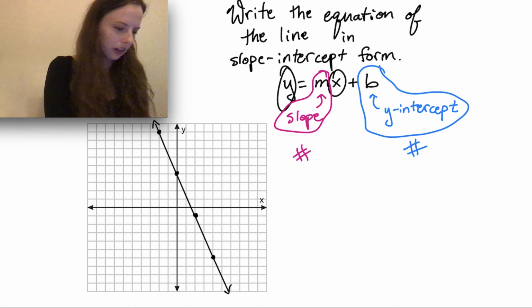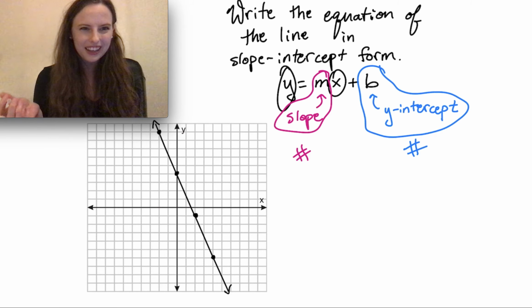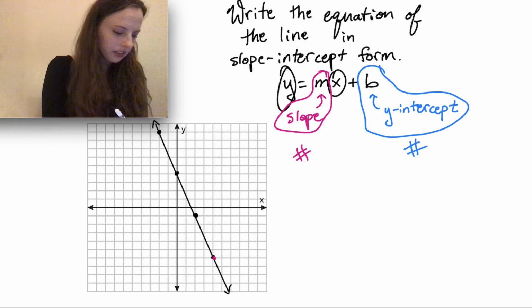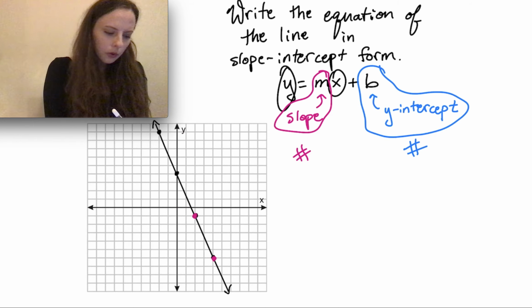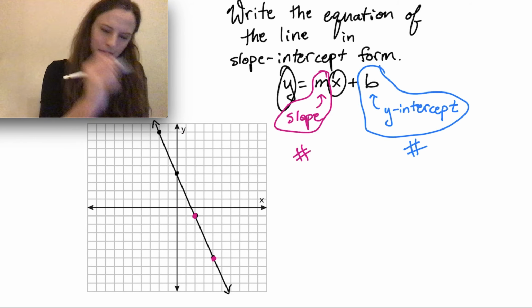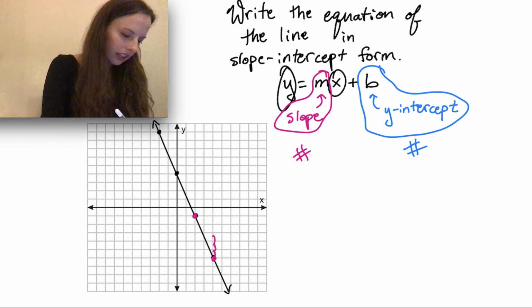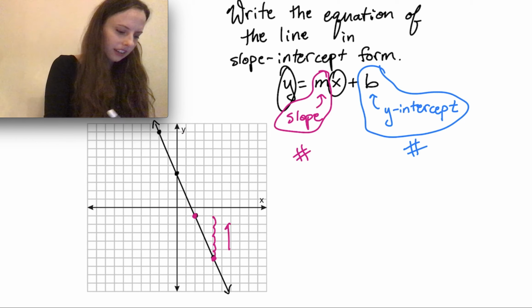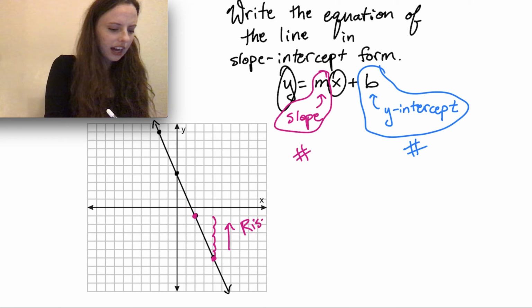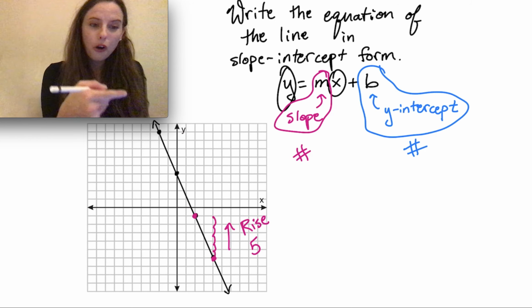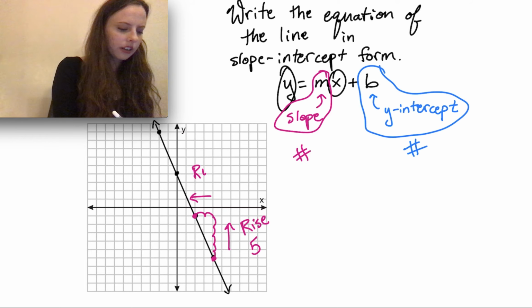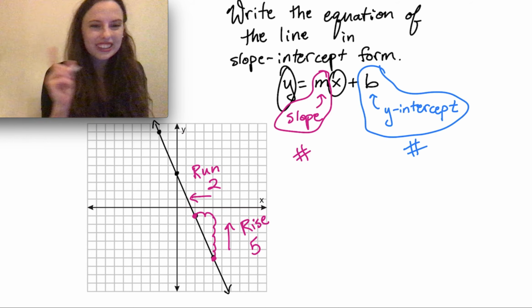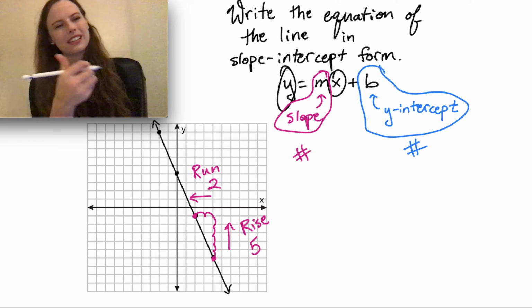So let's start with slope. You may remember that on a graph, we can count the squares in order to get our slope. So from this lower point, I'll count straight up, 1, 2, 3, 4, 5. So that gives me a rise of 5. And then I'm going to count over 1, 2, and that'll give me a run of 2. Now it's actually -2 because we went to the left.